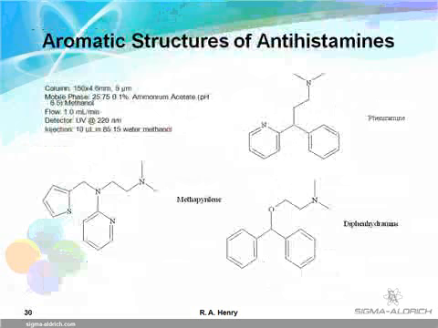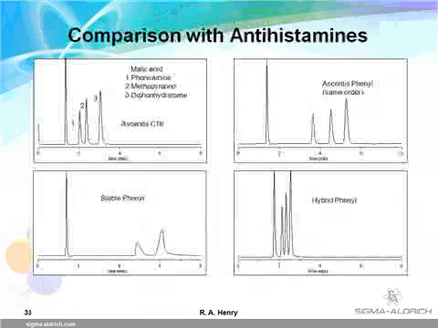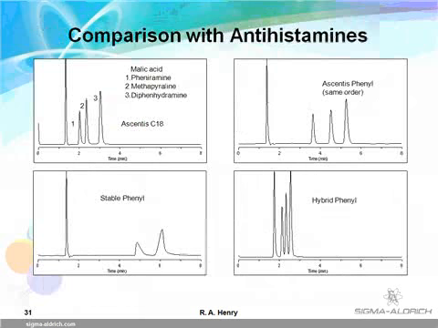This slide shows another type of compound that is more retained on phenyl columns. While Ascentis phenyl is not significantly more selective than C18, it is more retentive. Note that other phenyl columns either show poor peak shape, probably due to increased silanol activity, or insufficient retention, which can be a characteristic of phases that are prepared on hybrid silicas.